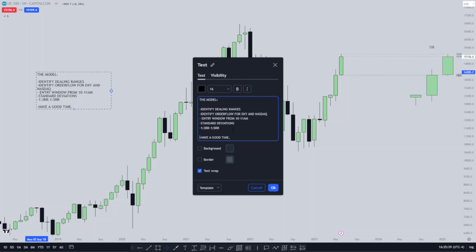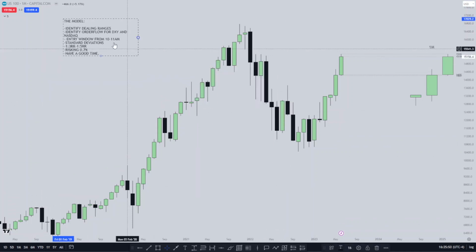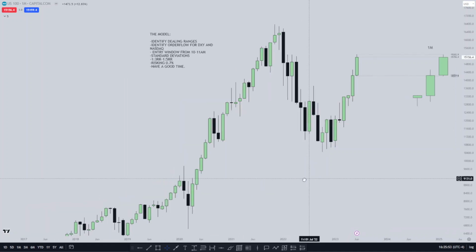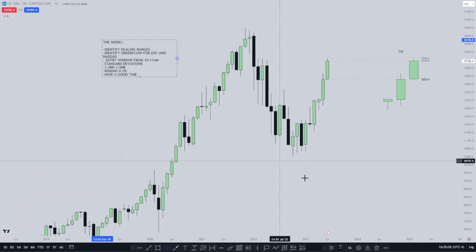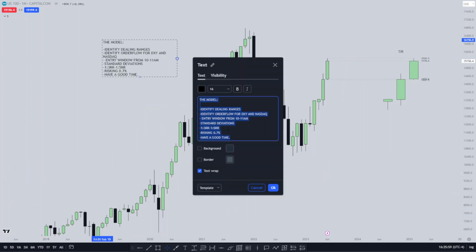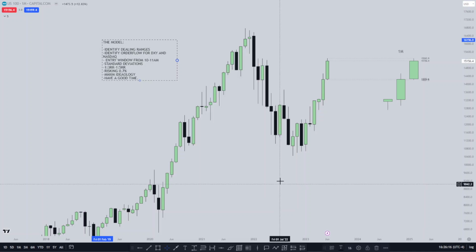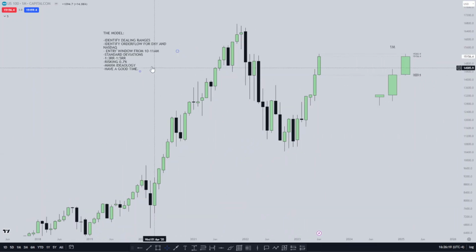Sorry about that. I also forgot one more thing: risking 0.7%. So yeah, that's basically the model. Let me add one more. Sorry about that. Market maker model ideology. I don't know how to spell ideology, but it is what it is.